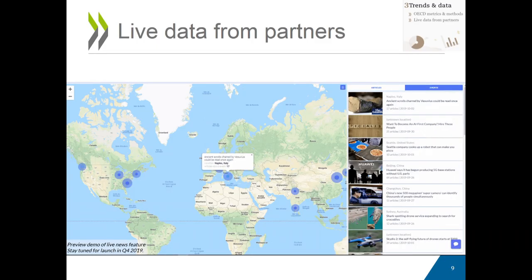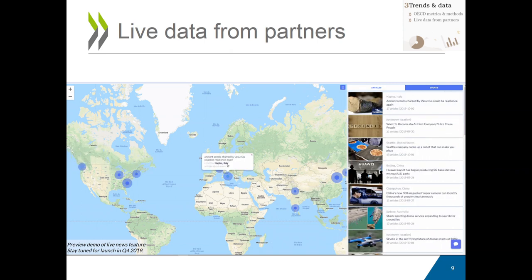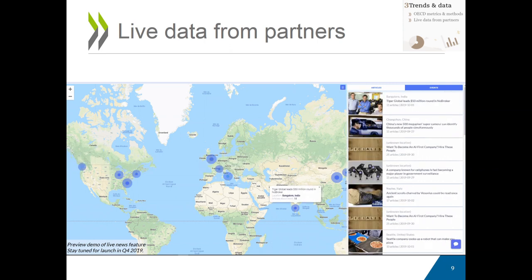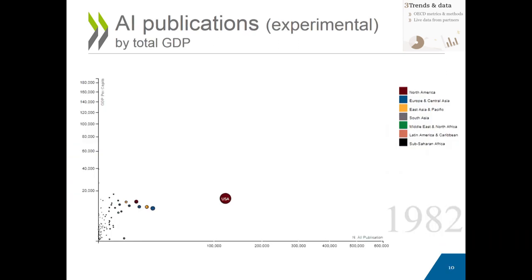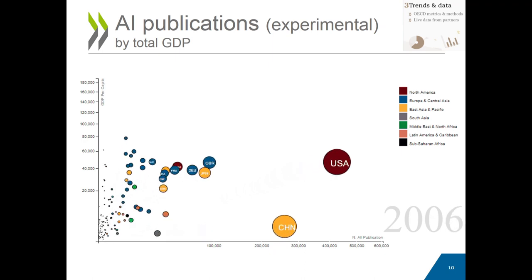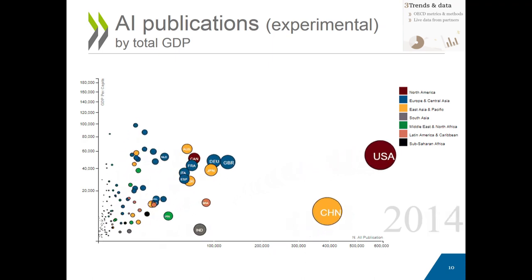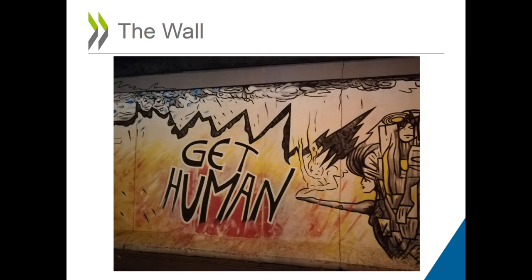I'm not going to go through this. We're going to show live data points, like, for instance, AI-related news as they happen in the world. You can see them by geographical location in all languages just popping up in the map. And also, another thing that we're going to show is AI research by country, how they have advanced in time. Okay, you can see, this is Gapminder style. It's a five-dimensional chart.